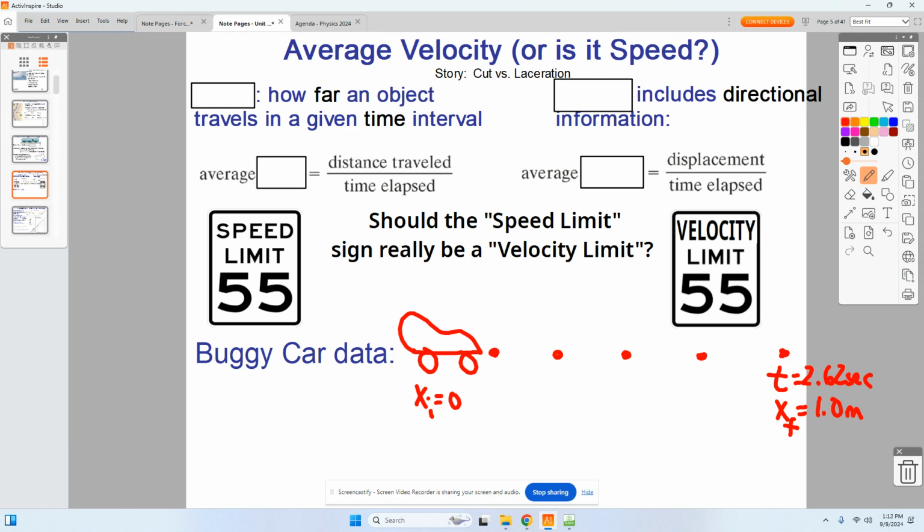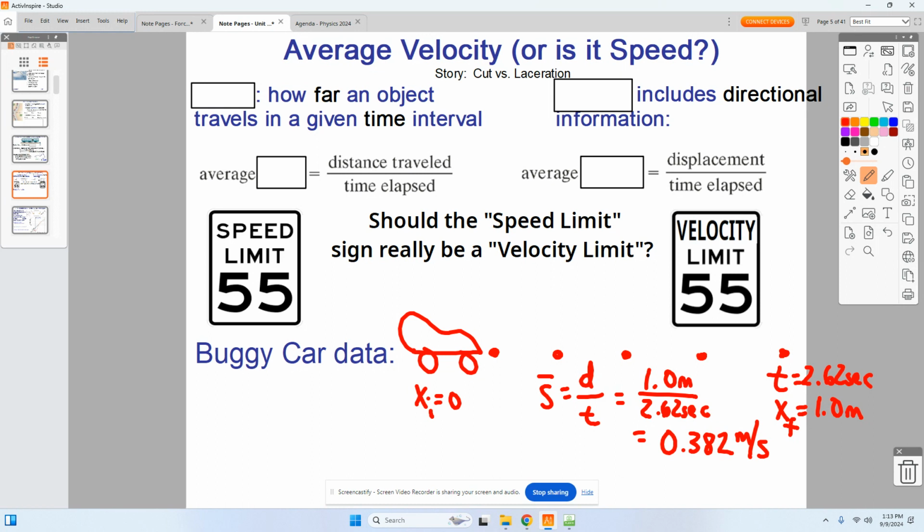If I wanted to calculate the speed of that car, it'd be no different than the velocity of that car because I'm not really changing my direction. I would just use an equation that looks like that. We'd say that it travels 1 meter, and it did that in 2.62 seconds. I take a ratio of those two things, and that's just going to give me the speed. 1 divided by 2.62 tells me that that is 0.382 meters per second. Did I do that right?